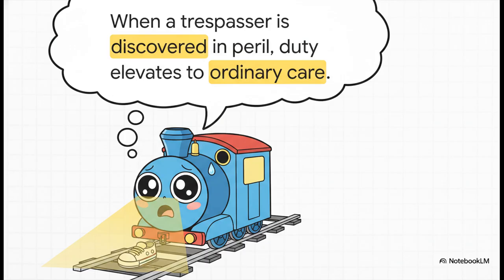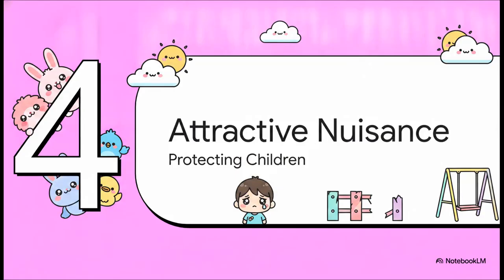Going back to that Gladden train case, the transit authority's duty suddenly escalated to ordinary care the precise second the train operator looked down the track and discovered the plaintiff's tennis shoe sitting in the path of the train. All right, Section 4, the attractive nuisance doctrine.